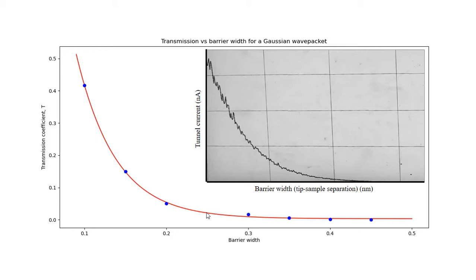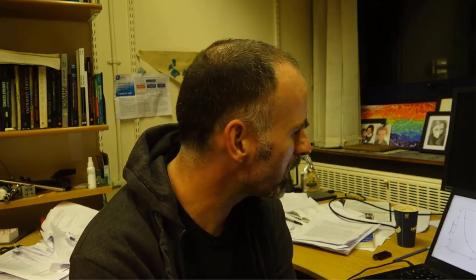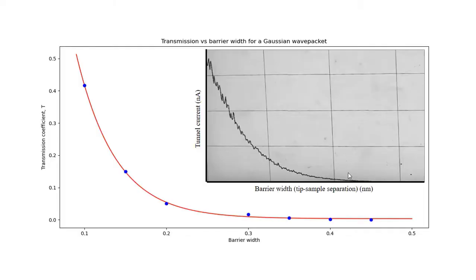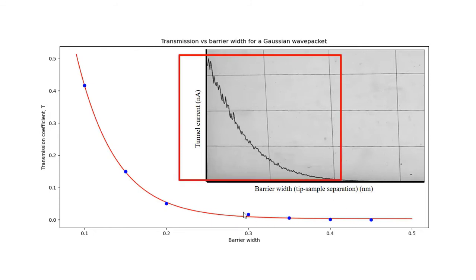The red line is an exponentially decaying fit to that data. It does a reasonably good job. And then just for comparison, here is what we had down in the lab in terms of the variation in tunnel current over a 0.5 nanometer, 5 angstrom range, to use the other unit that is beloved of condensed matter physicists and particularly crystallographers, the angstrom, which is 0.1 of a nanometer. So either 0.5 nanometers or 5 angstroms. And you can see the exponential increase in the tunnel current in both the experiment and the simulation.